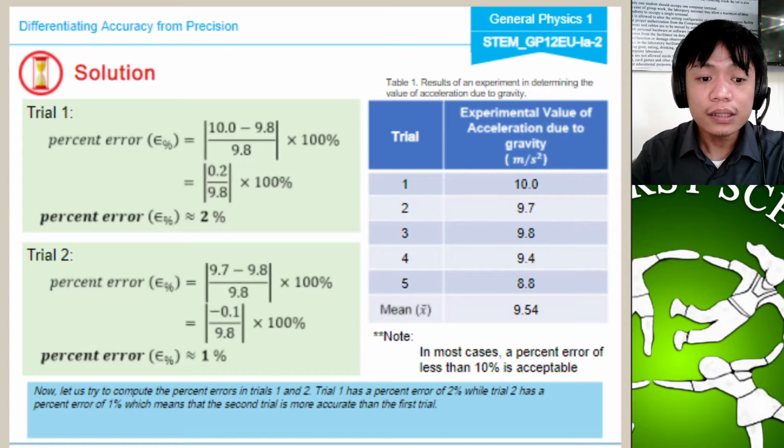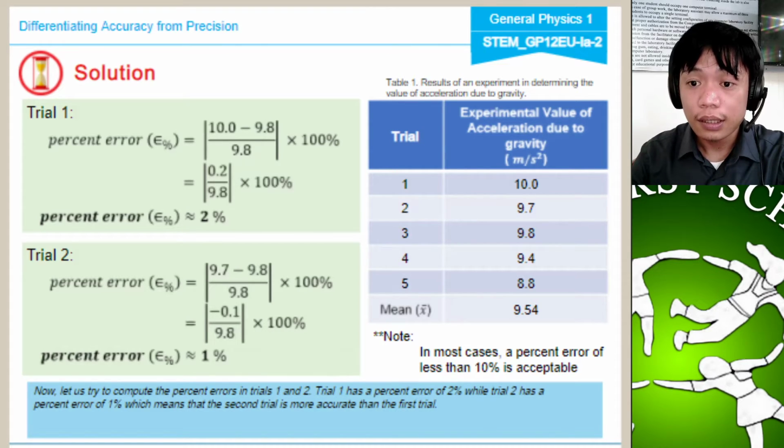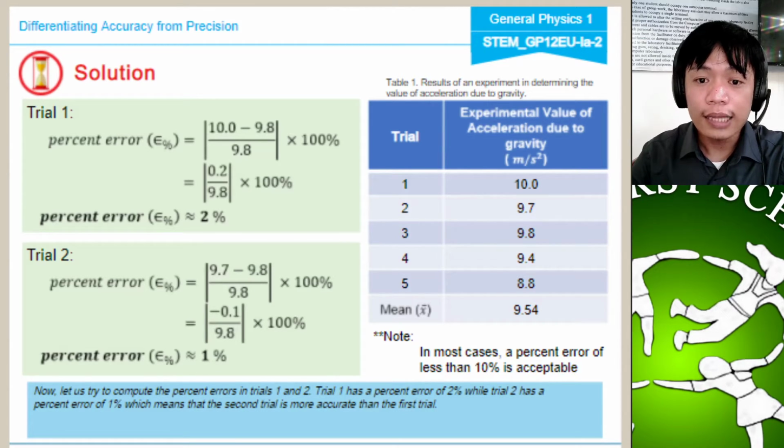So, the percent error is equivalent now to 1%. And take note na kapag mas mababa yung percent error, it has high accuracy. So, take note, tignan nyo dito sa ating table. Okay?